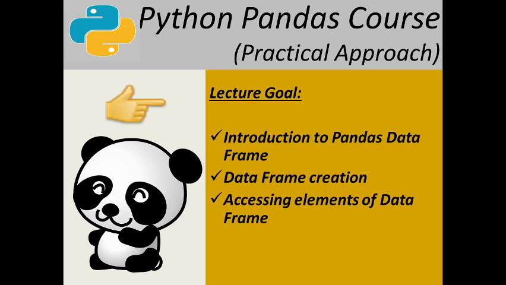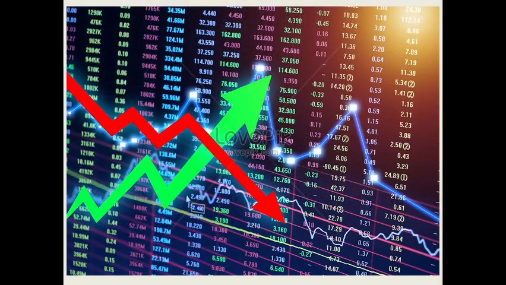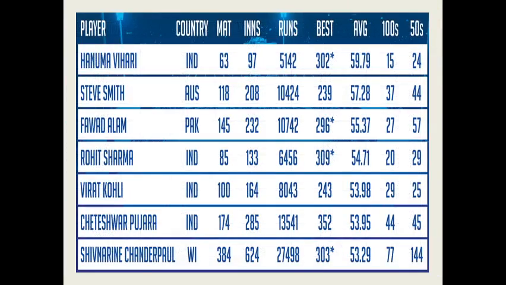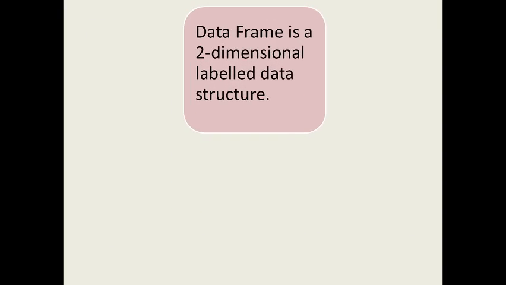As I have discussed, data analysis is much easier using the Pandas library. Here you can see examples of data in tabular format, where we have rows and columns. So when we talk about a data frame, it is a two-dimensional labeled data structure, or we can say it is like a table with rows and columns.